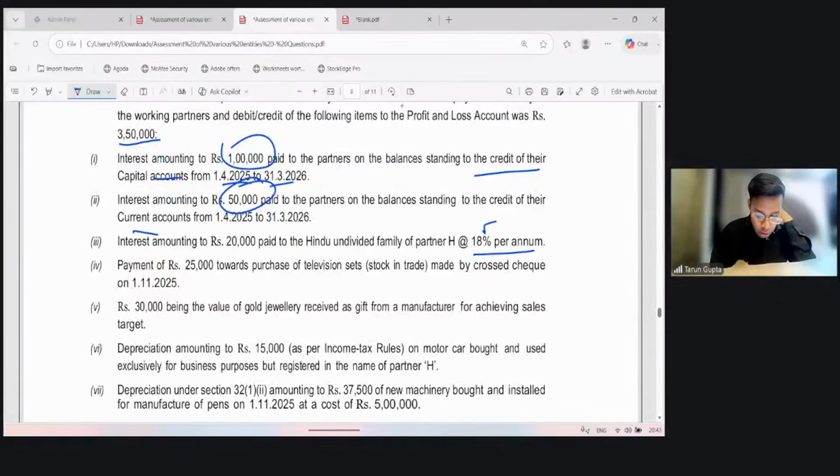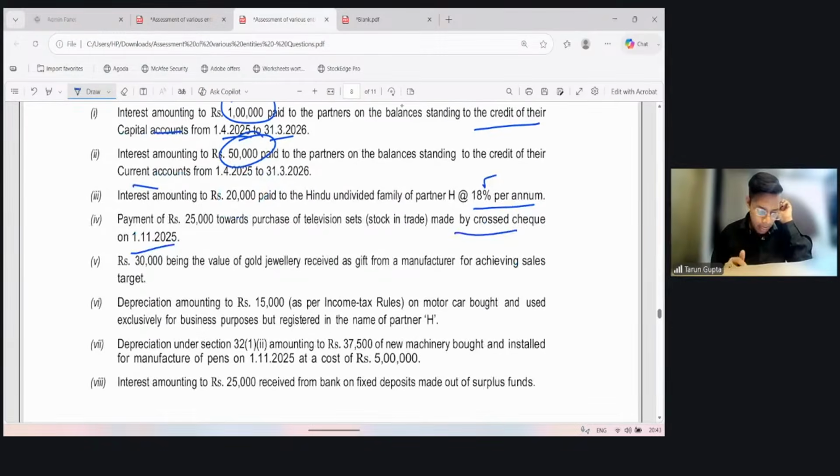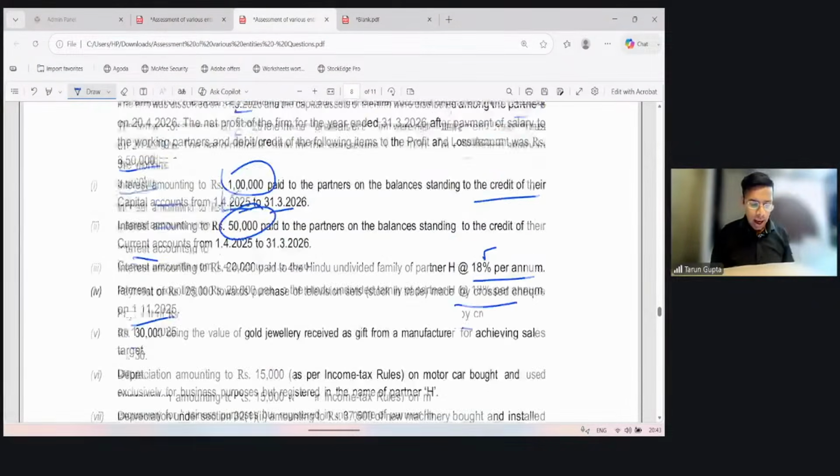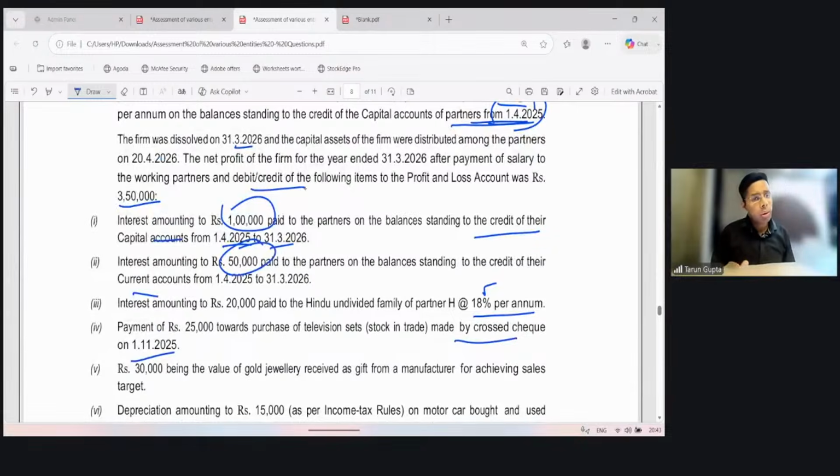Payment of 25,000 towards purchase of television sets made by cross cheque on 1/11/2025 shall be disallowed under section 40A(3), being more than 10,000. Rupees 30,000 being the value of gold jewelry received as a gift from a manufacturer for achieving sale target. So this is a perquisite in the course of carrying on business, taxable under section 28, and has already been credited. So no adjustment.